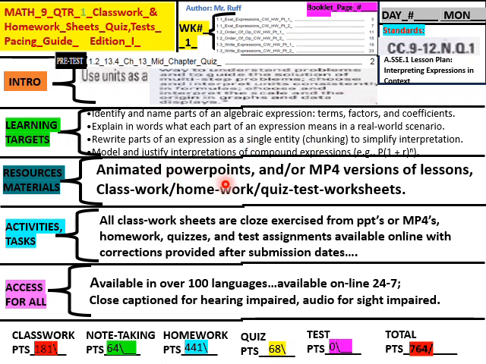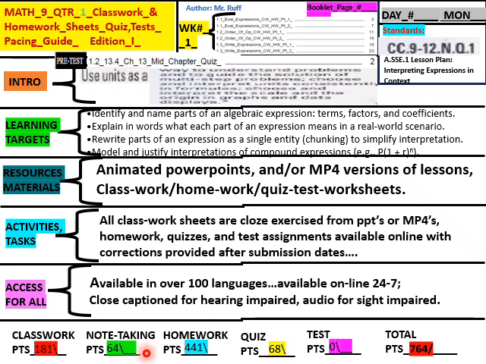In Week 1, resources are animated PowerPoints, video versions, classwork, homework, quiz, and test worksheets. Activities and tasks: all class worksheets are closed exercises from PowerPoints or videos. Homework, quizzes, and test assignments are available online with corrections provided after submission dates. Access for all: available in over 100 languages, available online 24/7, closed caption for hearing impaired, audio for sight impaired.